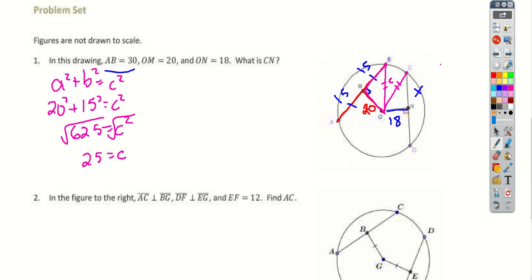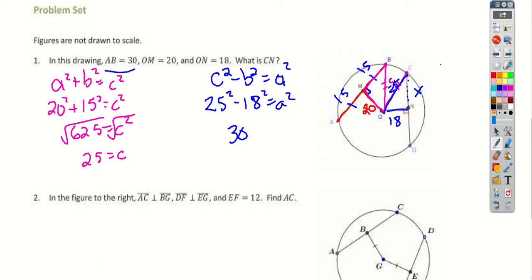All right. So now that I know this is 25, this length is also 25, and I'm looking for the length of that guy. So we're going to do Pythagorean theorem again, except this time we're going to use our solve for the leg formula. Okay. So the hypotenuse is 25, the leg is 18. So 25 squared minus 18 squared is 301.